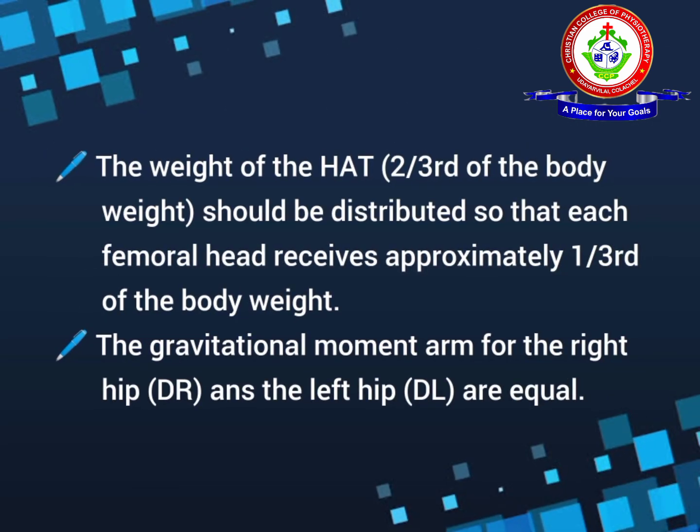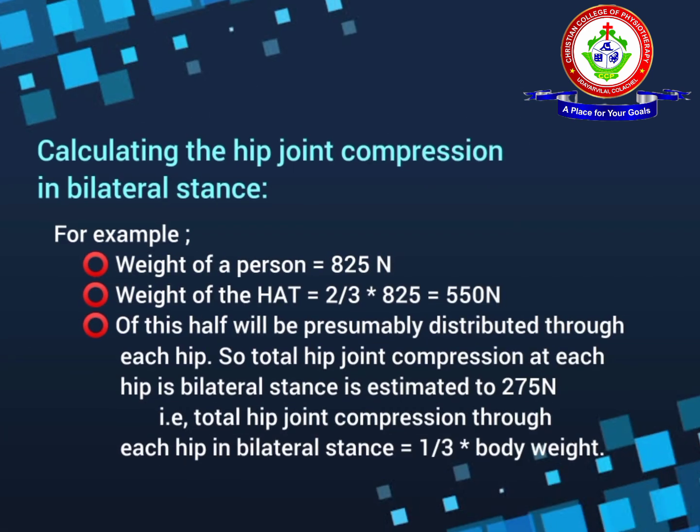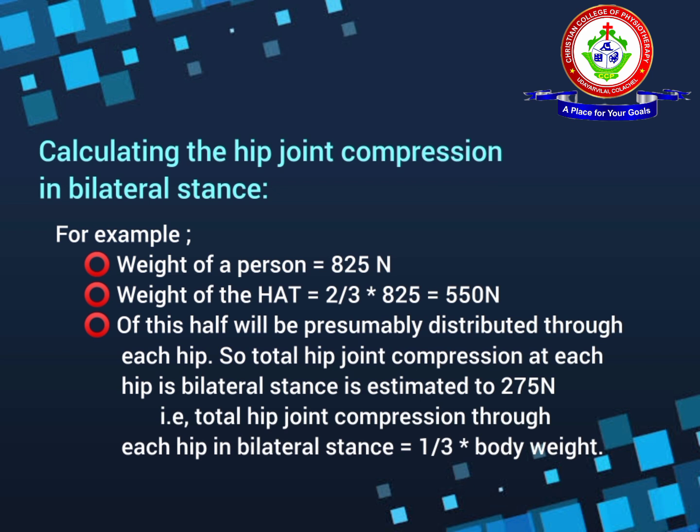The weight of the head should be distributed so that each femoral head receives approximately 1/3 of the body weight. The gravitational momentum for the right and the left hip are equal. Assume that the momentum for right hip is dr and the left hip is dl. Because the body weight on each femoral head is same, that is WR is equal to WL, so the gravitational torque around each hip must be identical, that is WR into DR is equal to WL into DL.